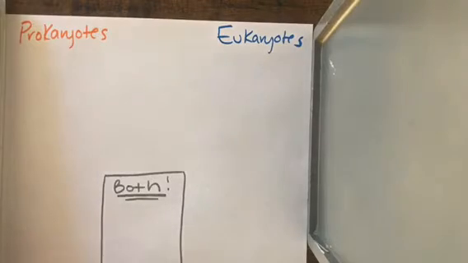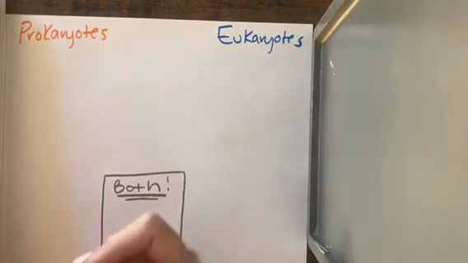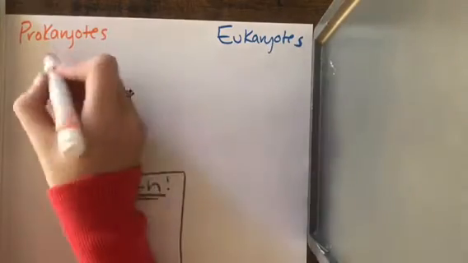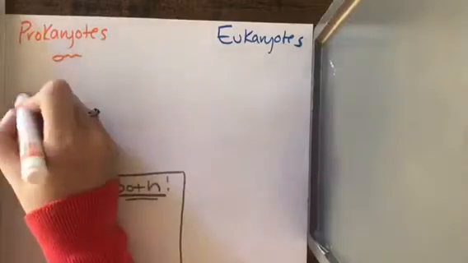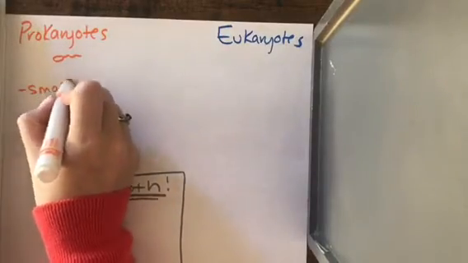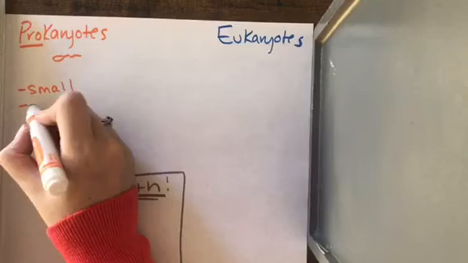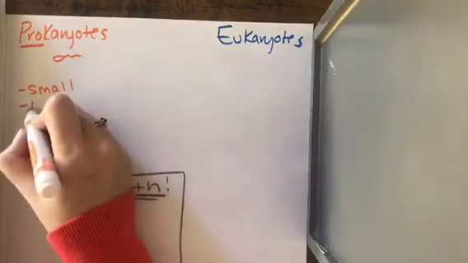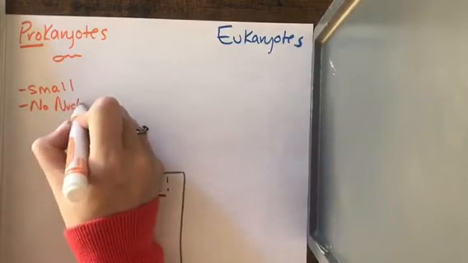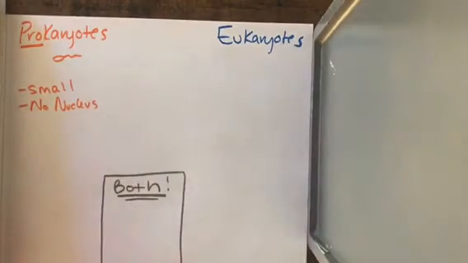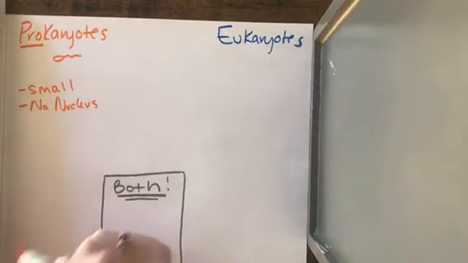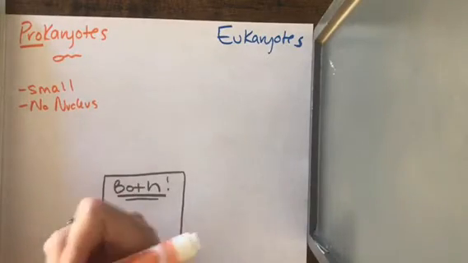Okay, today we're going to talk about the difference between prokaryotic and eukaryotic cells. Prokaryotes are things like bacteria cells, so they're very small. Okay, prokaryotes means that they do not have a nucleus. So we're going to remember that pro means no nucleus. All right, they also do not have any membrane-bound organelles.